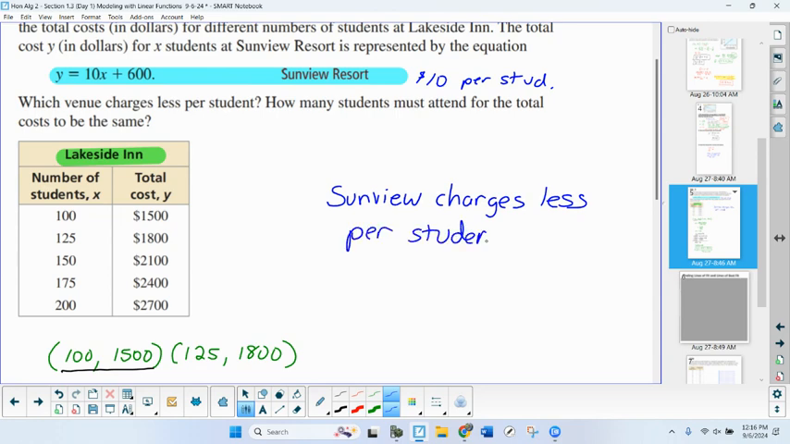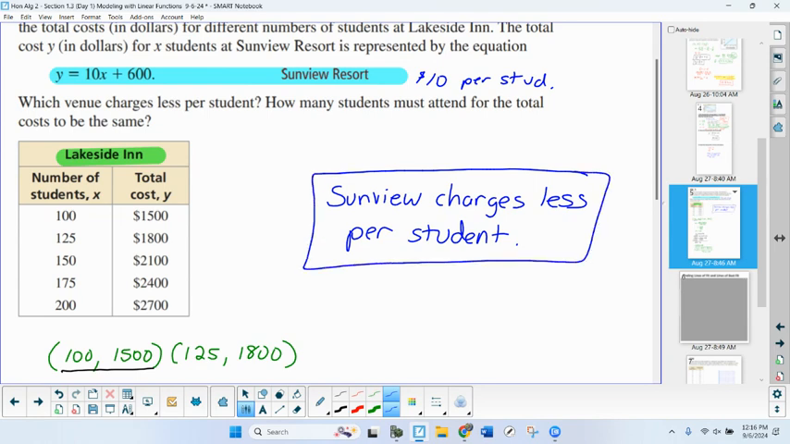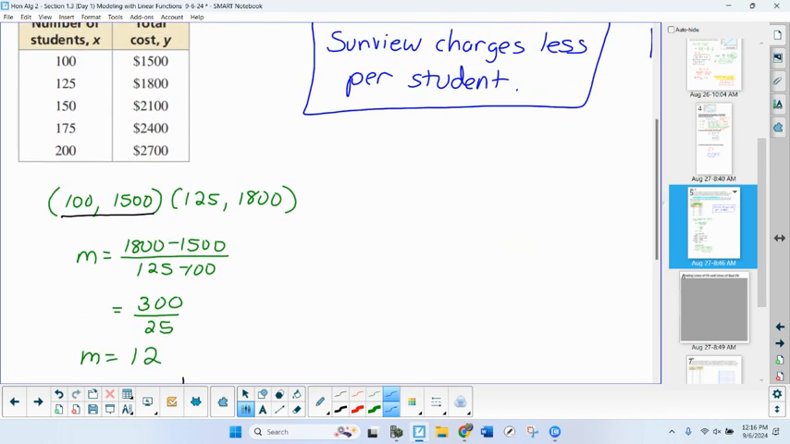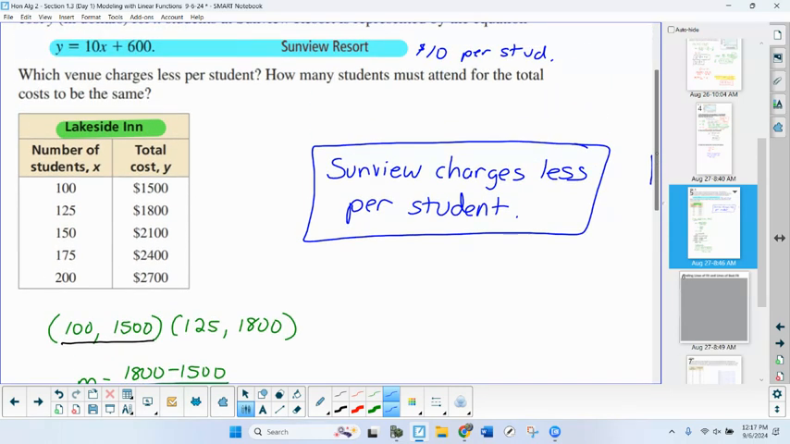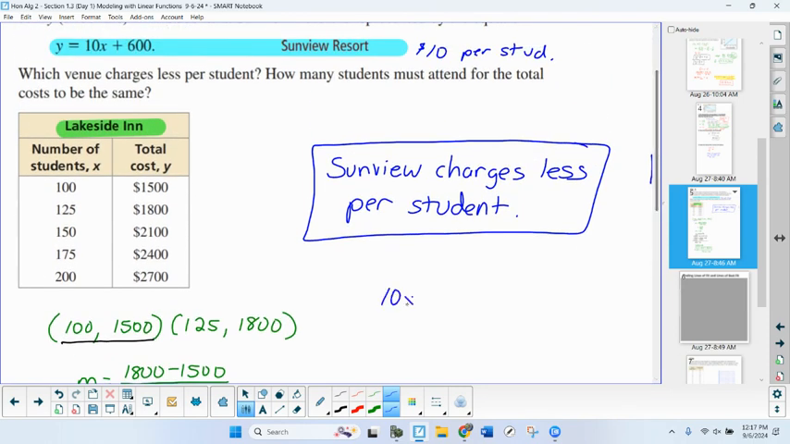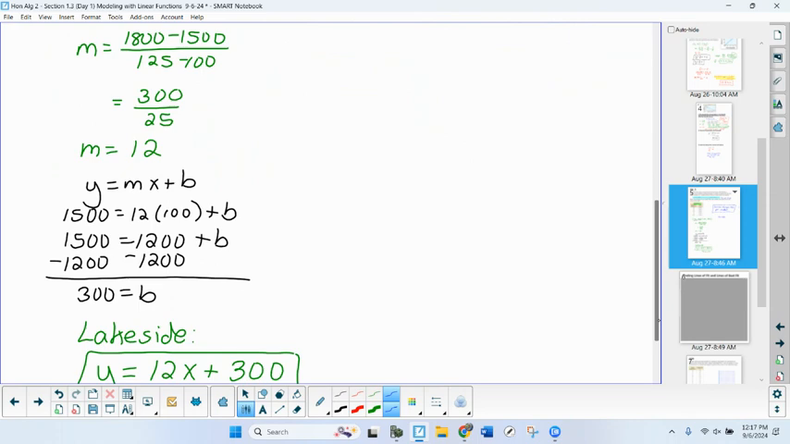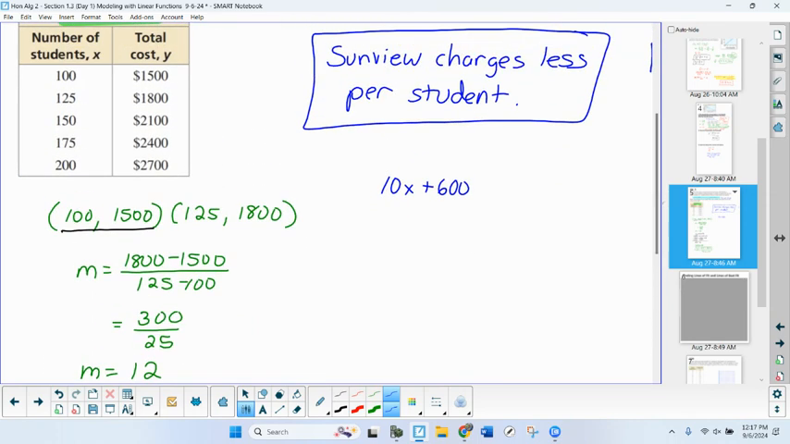So now they're saying, okay, for how many students will they cost the same? How many students will the costs be the same? So what do you do to figure that one out? You take them and you set them what? Equal. So you just take Sunview, which was 10x plus 600, and you set it equal to Lakeside, which is 12x plus 300.